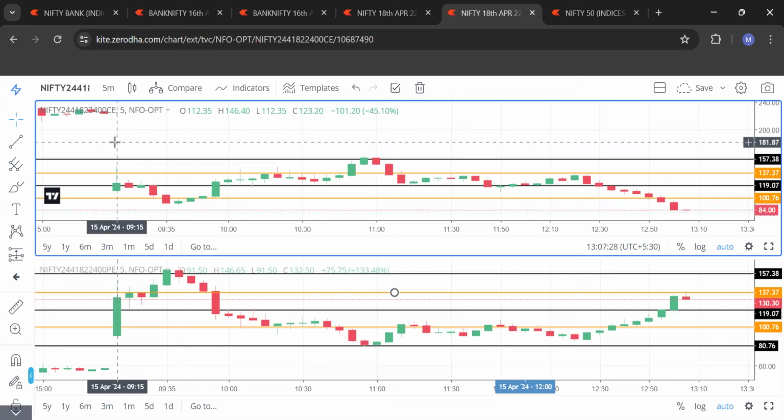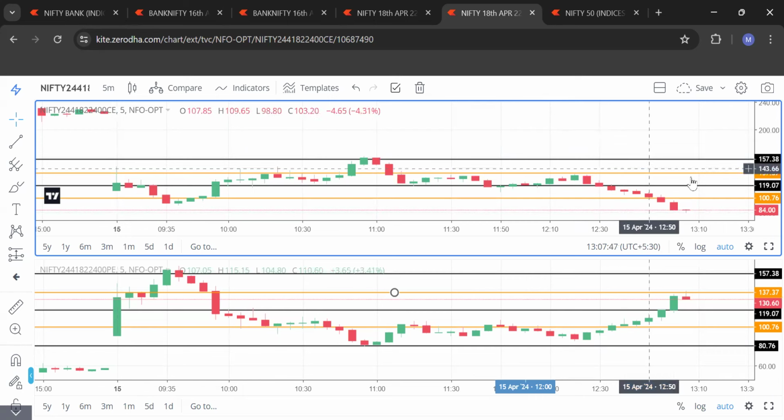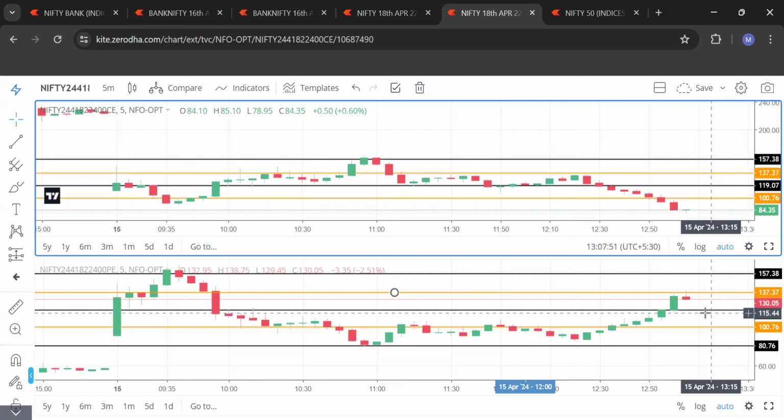We take the highest high, 146.65, plus we also take the lowest low. On the call side the low is 112.35 and on the put side 91.50. So we will take 91.5 and find out the center. This plus this divided by 2, the center is 119.07. You could see 119.07 on both the charts.